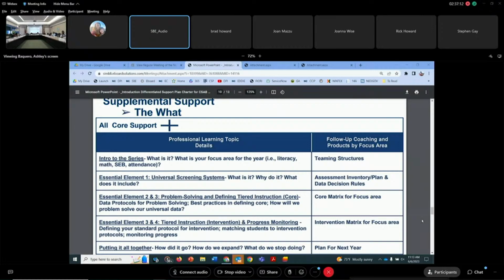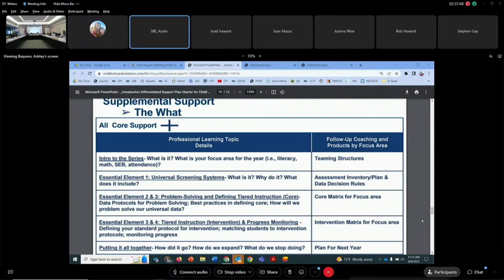You can see here the series will start with that introduction and ask them to choose a focus area for the year. Next, they'll cover best practices in universal screening systems. They'll define their data sources as well as their data decision rules to really look at the health of their core support, what all students receive in that targeted focus area. They'll learn problem-solving protocols in order to effectively look at their data for all students, some students, and a few students to make sure they're improving outcomes for all.